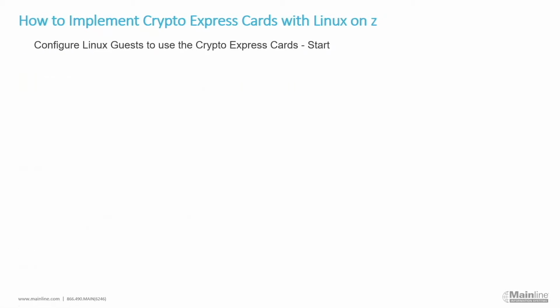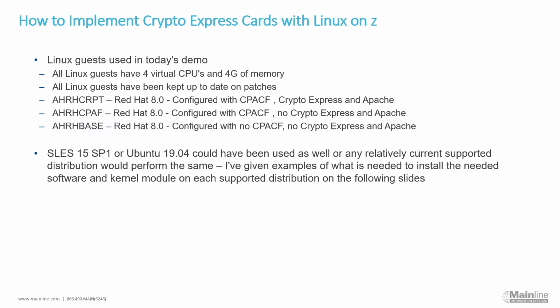And then from a Linux standpoint, very simple to set up. Again, for the demo today, we're going to use 2 systems that I've set up. Basically, they're identical. They've both got 4 processors, they both got 4 gig of memory, and they both have the same software level. The only difference is one of them has access to the crypto cards and the other one doesn't.